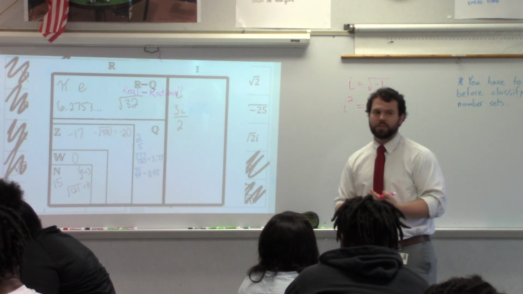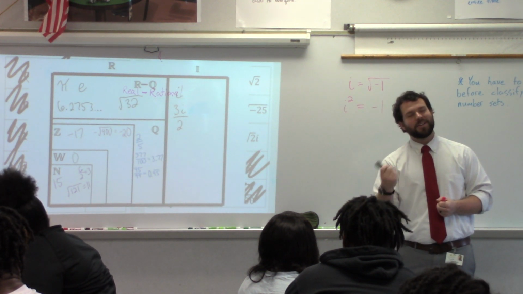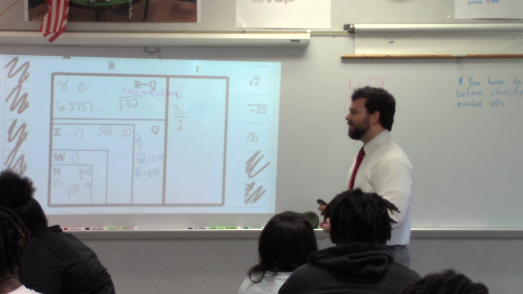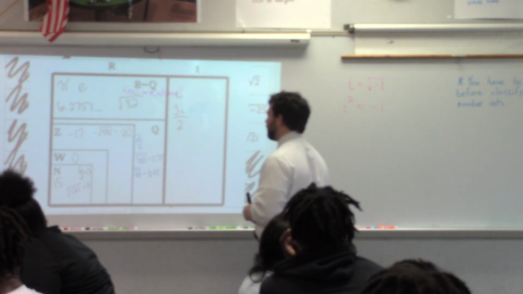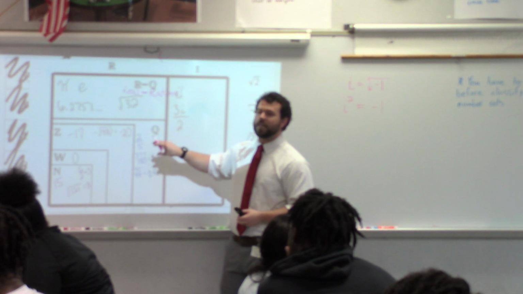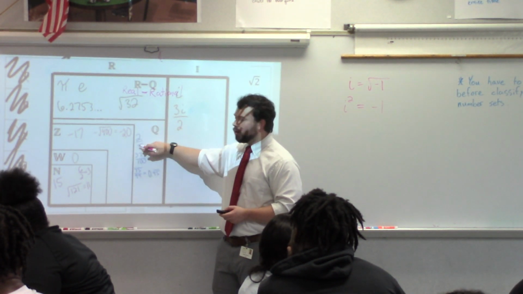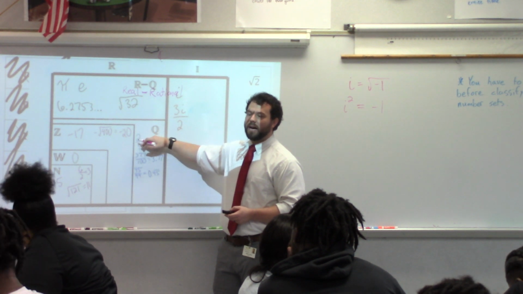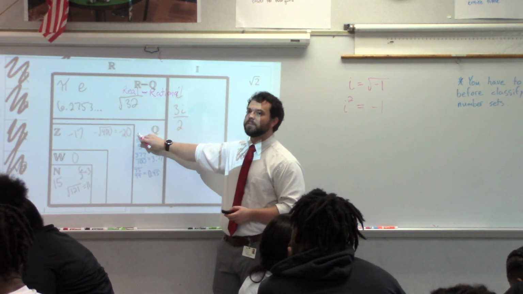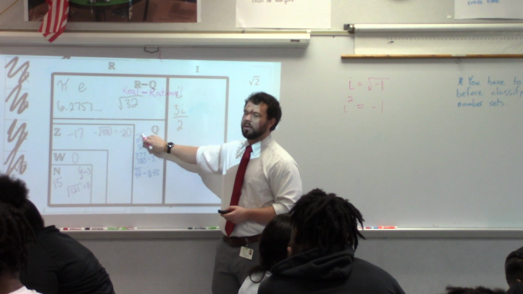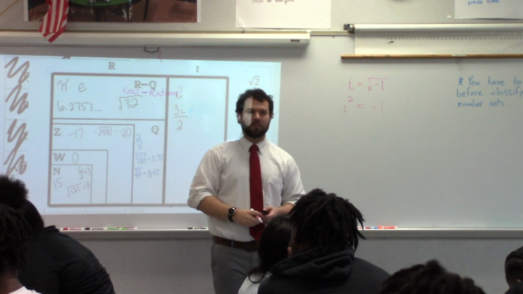Does anyone remember what Q stood for? Quotient, there we go. And what do we do with a quotient? Divide. We divide, right? This is again what I kept harping on early in the year, and I know y'all thought I was crazy, but this is not 2 over 5, it is 2 divided by 5. It's a quotient, which means it's a ratio, which means it's a rational number, right?